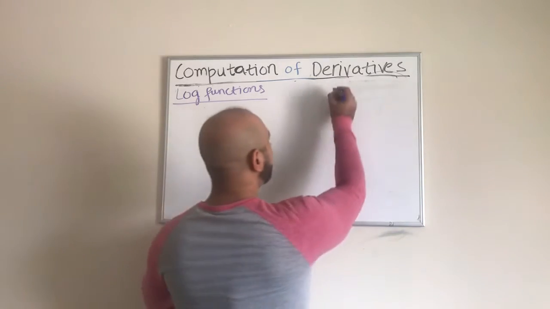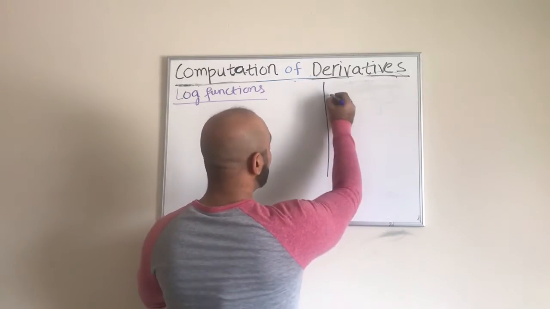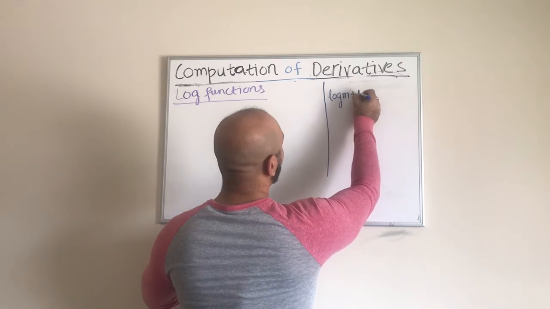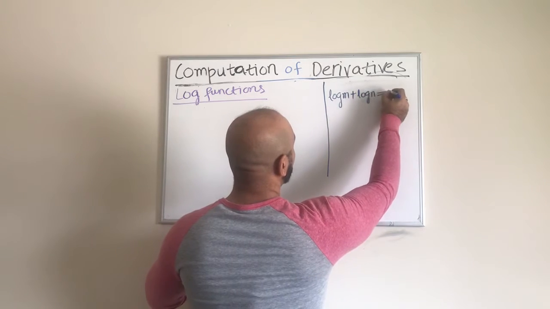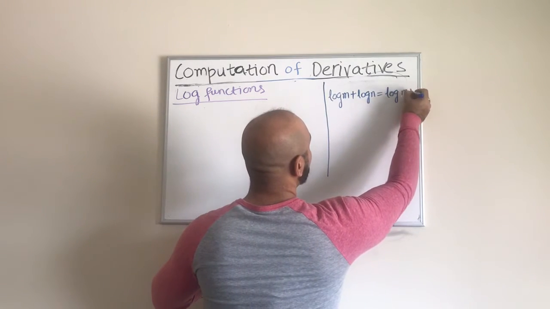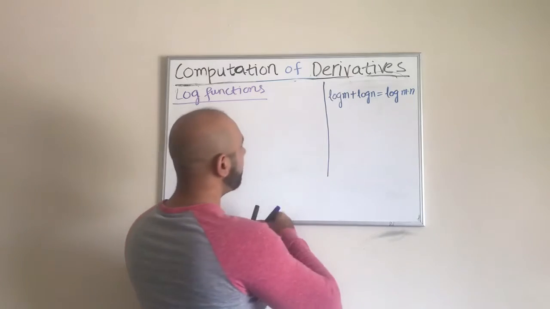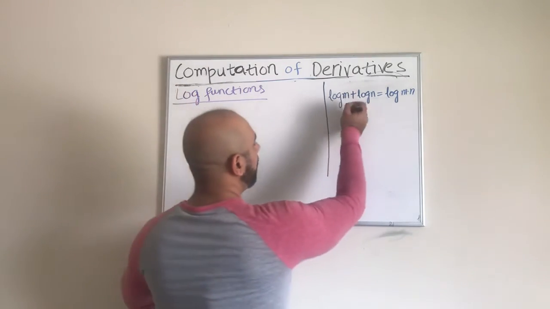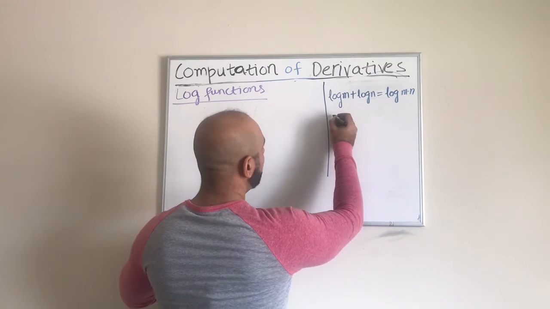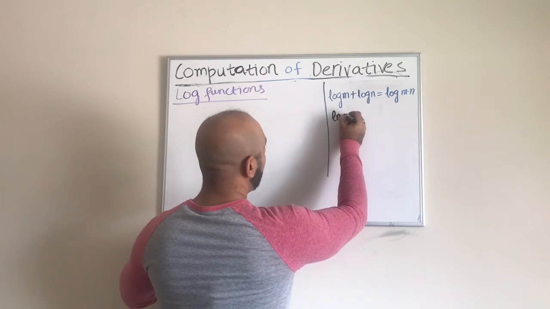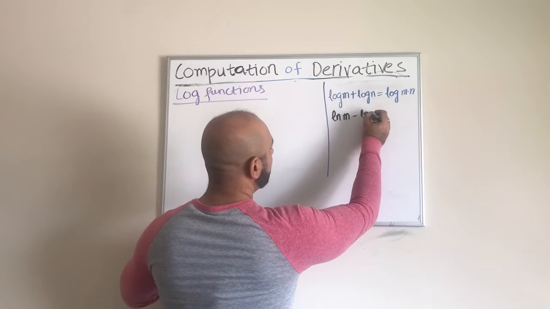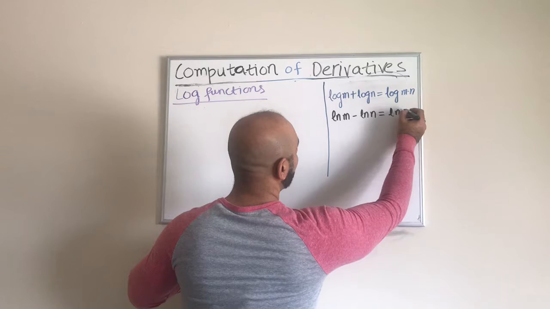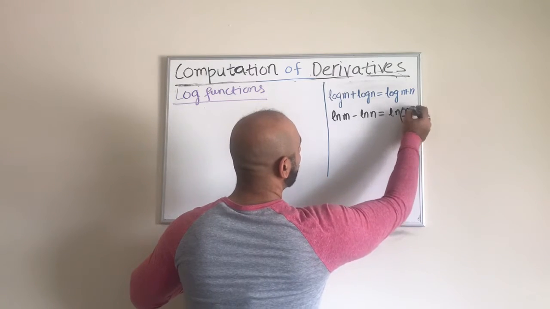Guys, for the logs we have three basic properties that I'm going to list here. The first one is called the product property. If you have log m plus log n, that is equal to the log of the product m times n. And it can be natural log or log to the base 10. I'm using log to the base 10 here, but it can be natural log as well. The next one is ln m minus ln n, which is equal to the ln of m over n. That is called the quotient property.